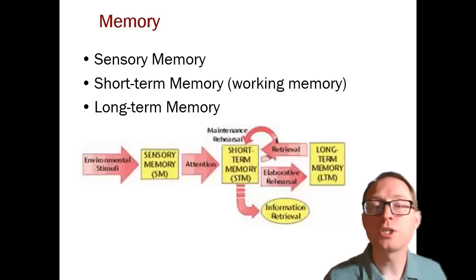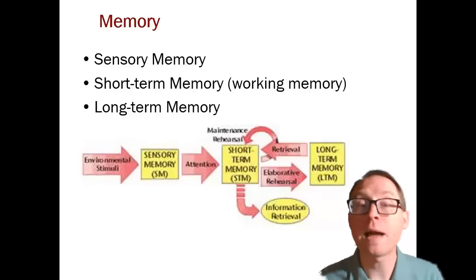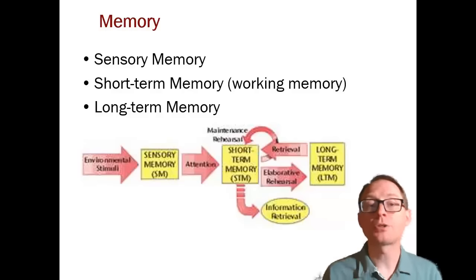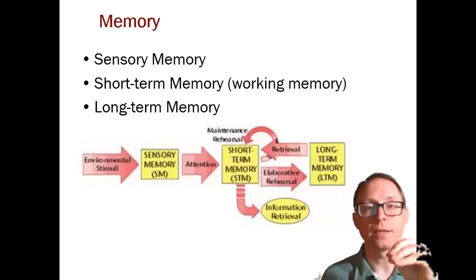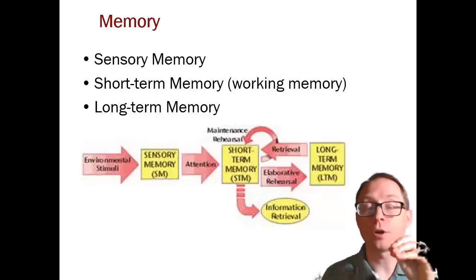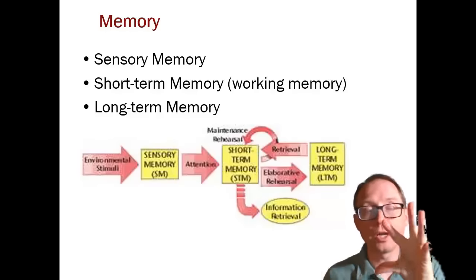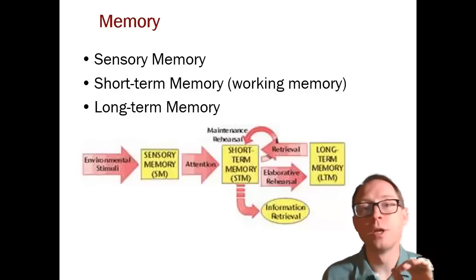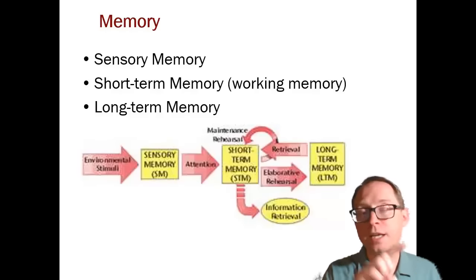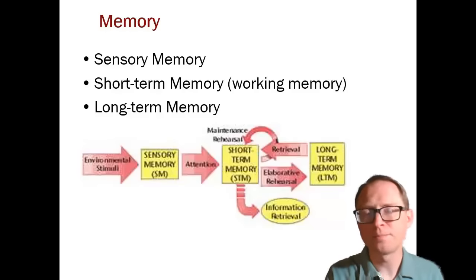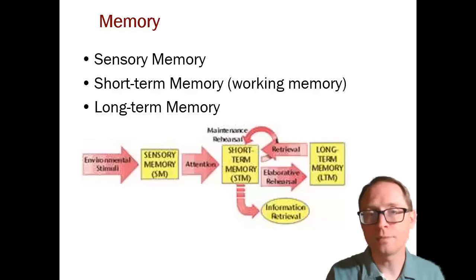One of the best ways that we encode information is through something called elaborative rehearsal. Elaborative rehearsal is something we mentioned last time. It's when you take new information and you connect it with old information that's already in your long-term memory. And when you connect those things, it makes it easier for you to maintain it in the long-term memory, because besides actually getting it to be in your long-term memory, you've got to keep it in there, right? So you got to encode it, you got to maintain it, and then you got to retrieve it.